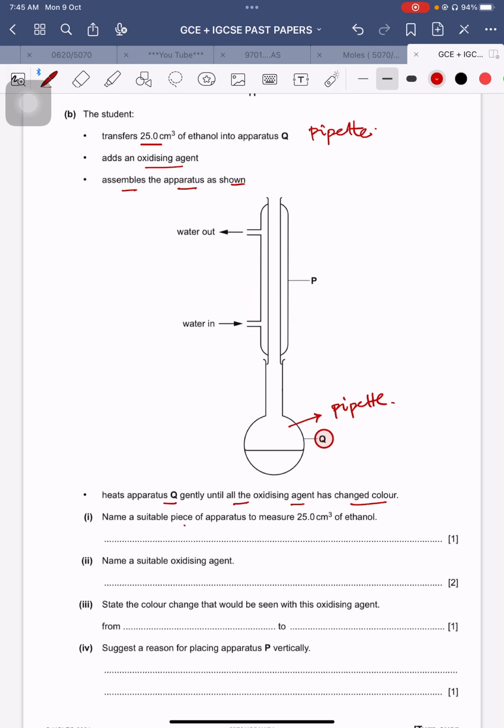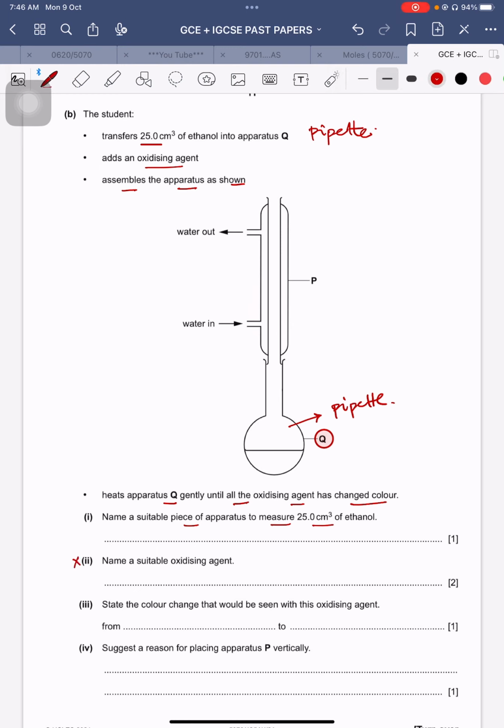Name a suitable piece of apparatus to measure 25 centimeter cube of ethanol. It is the same story which I have told you in the previous question, that whenever the examiner is asking to measure exact 25 centimeter cube, the student should know that the apparatus used for 25 centimeter cube will always be a pipette. Okay.